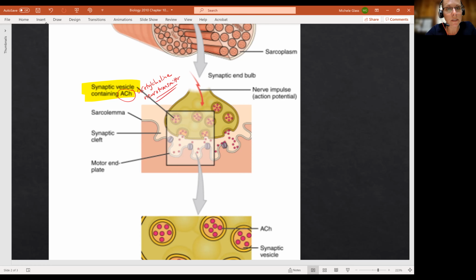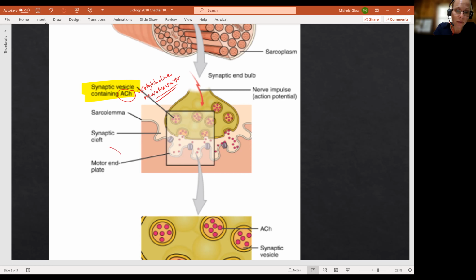Neurotransmitters are chemical messengers that are released from the neuron to whatever cell it's synapsing onto. In this case, we're synapsing onto a skeletal muscle cell, but it could be cardiac muscle, smooth muscle, another neuron, or a gland. The neurotransmitter is the chemical messenger released at a synapse, which is different from a hormone, which remember is released through the bloodstream.